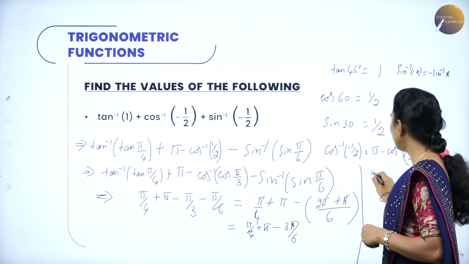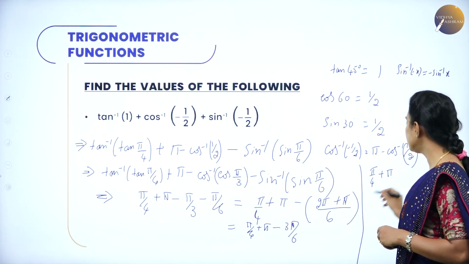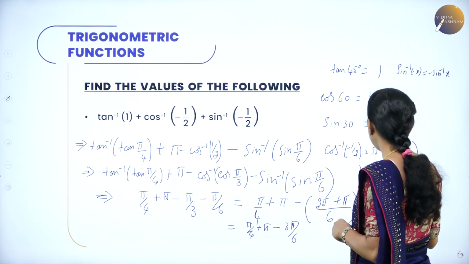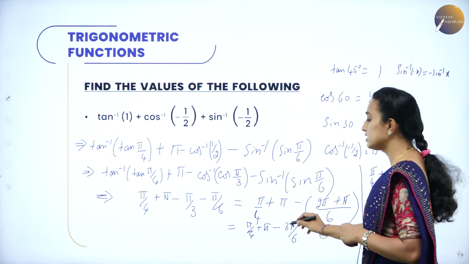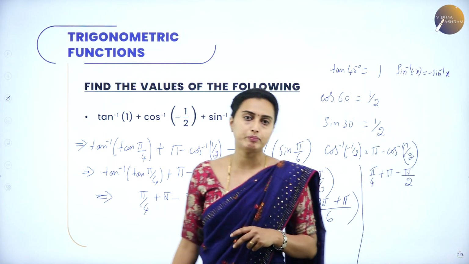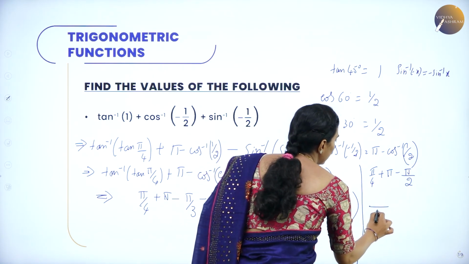So pi by 4 plus pi. 3 pi by 6 is, 3 1s are 3, 2 3s are 6, which is nothing but pi by 2. Again, taking the LCM of pi by 4 and pi by 2, what will it be? 4 is the LCM, right? So therefore 4 is the LCM.